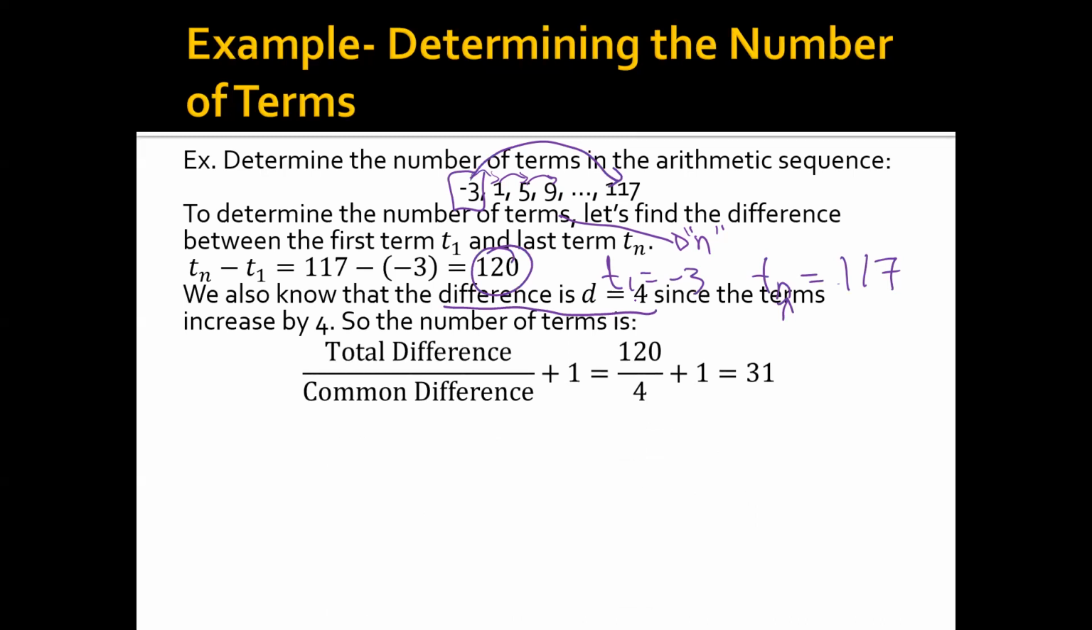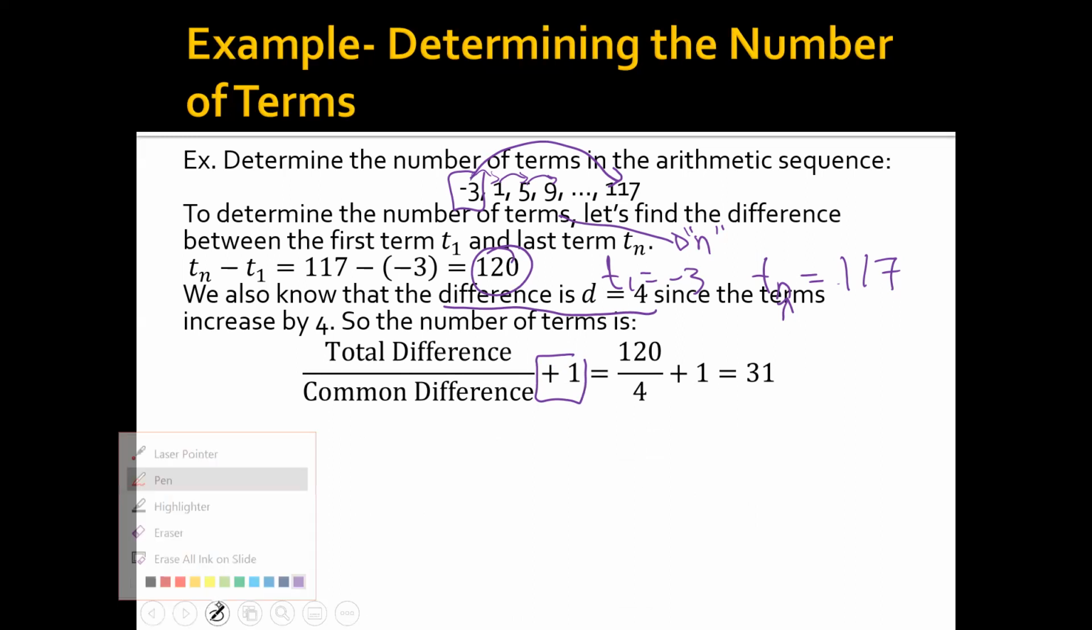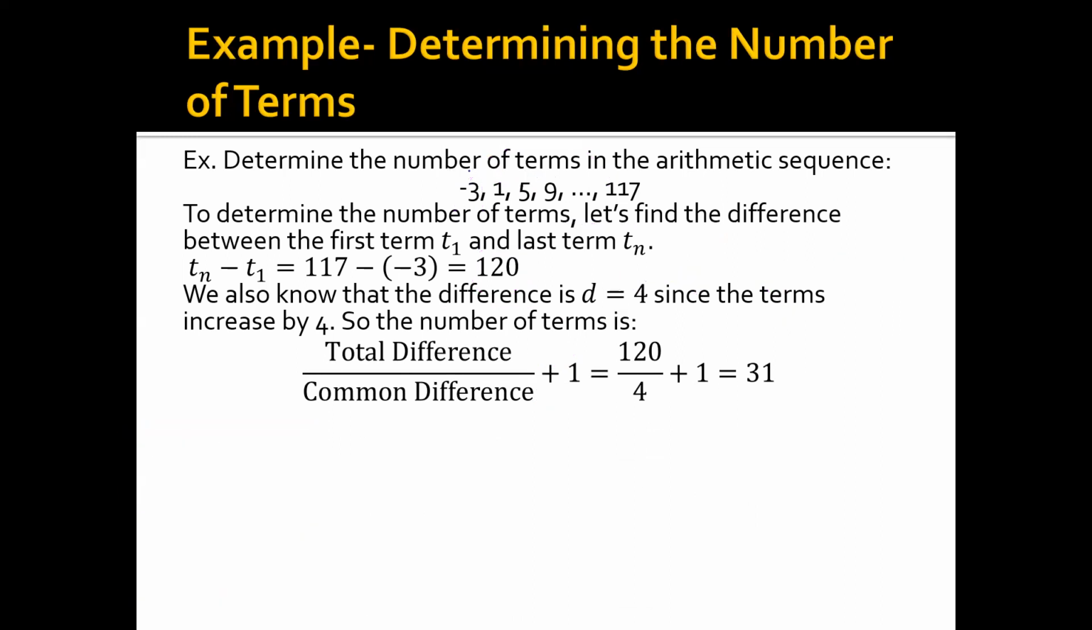And now to find the number of terms, all we have to do is add the 1. I'll explain why we add the 1. This is the part that throws people off. And I hope logically this makes sense so far. What we're essentially saying, and I'll erase this so it makes sense again.